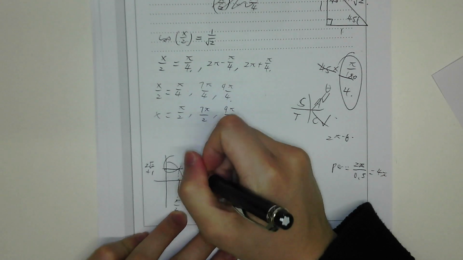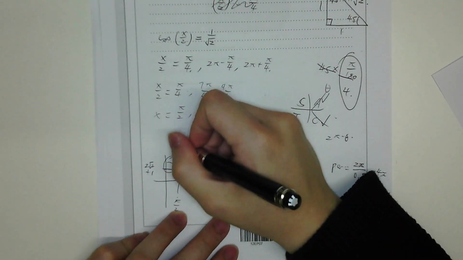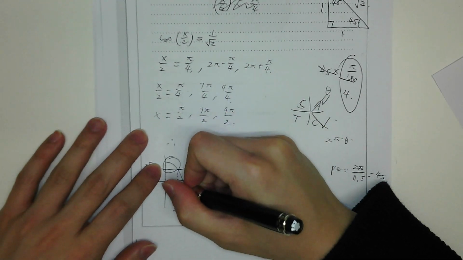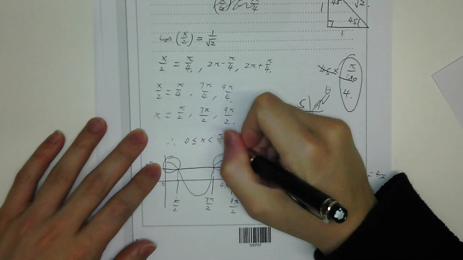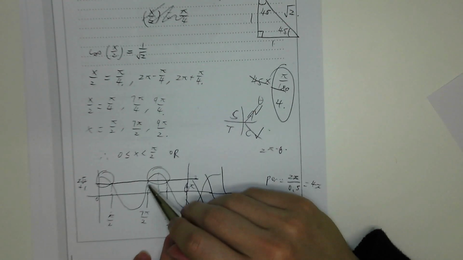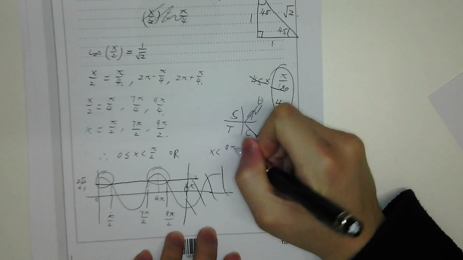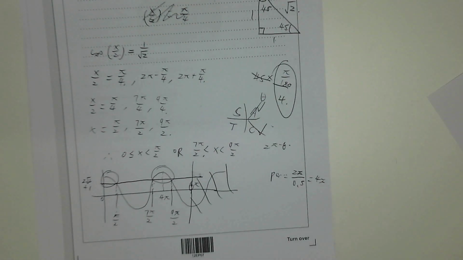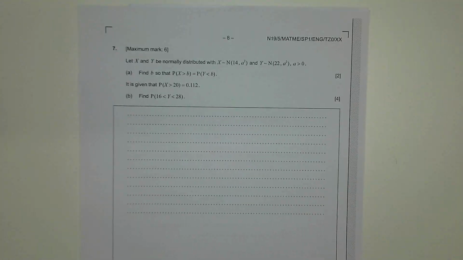So that means this part and this part. Okay, so the final answer is when x is between 0 and pi over 2, or between these two values, x is between 7 pi over 2 and 9 pi over 2. So that's the answer for question 6.